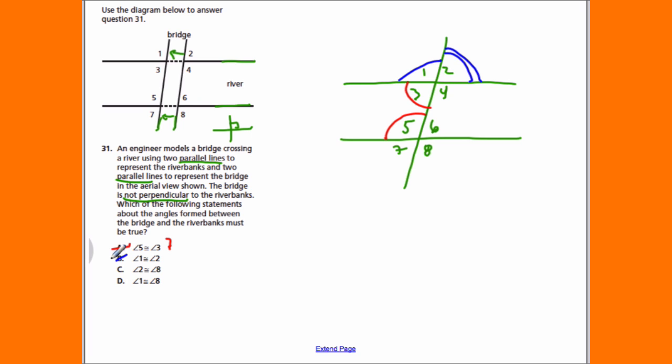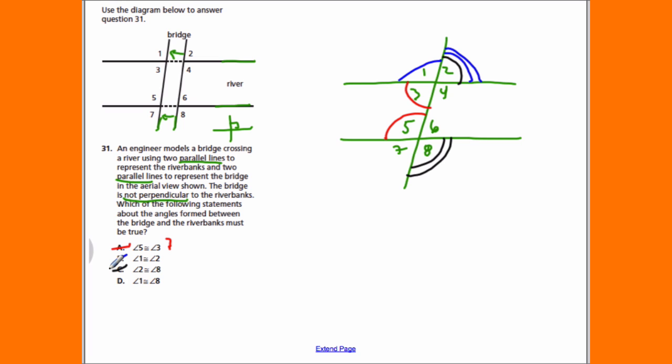How about 2 and 8? 2 and 8 leaves us with this angle and this angle. Angle 2 is acute, less than 90. Angle 8 is obtuse, it's greater than 90. So again, 2 and 8 can't be congruent. That leaves you with D.